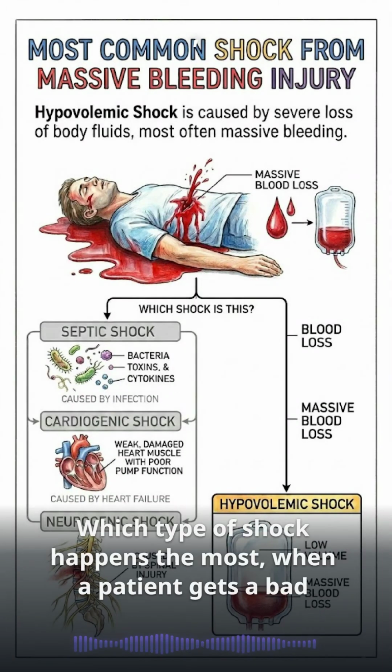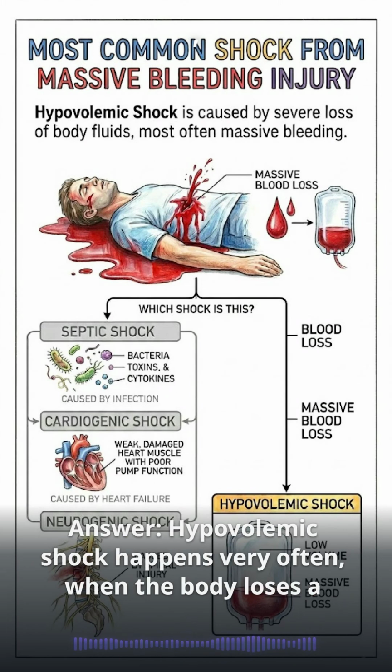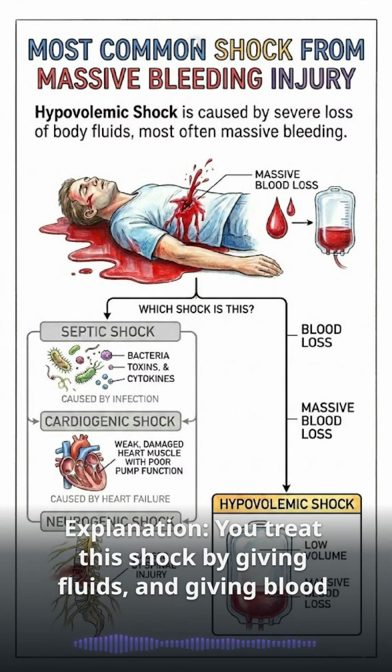2. Which type of shock happens the most when a patient gets a bad bleeding injury? Hypovolemic shock happens very often when the body loses a massive amount of red blood. You treat this shock by giving fluids and giving blood through a big vein fast.